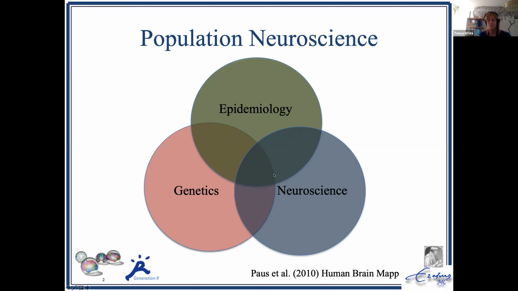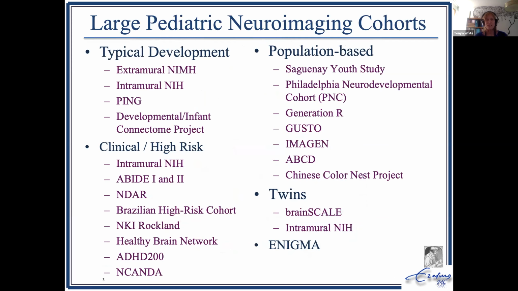So what our study is, which I'll show you in general, is an epidemiological study of child development. I think the studies are getting larger and larger these days. There are many large pediatric neuroimaging cohorts. There are those that I'll qualify as typical development. So typically they screen out children with neurological or psychiatric problems, and they look at really typically developing or healthy children.